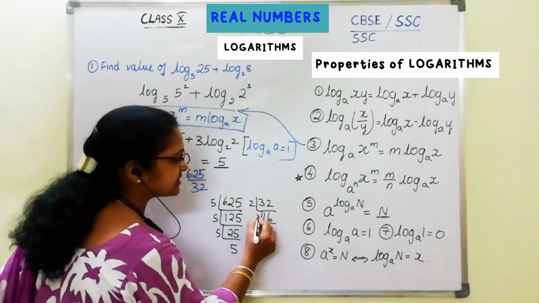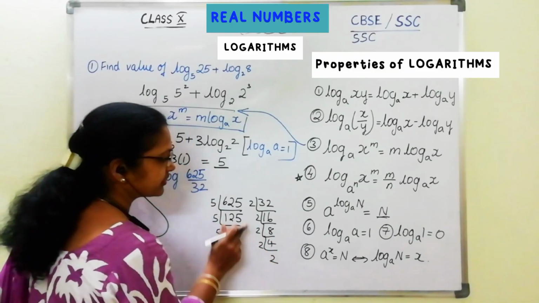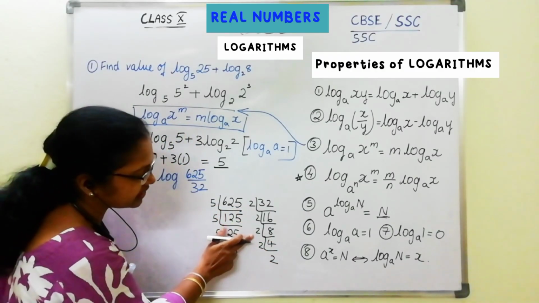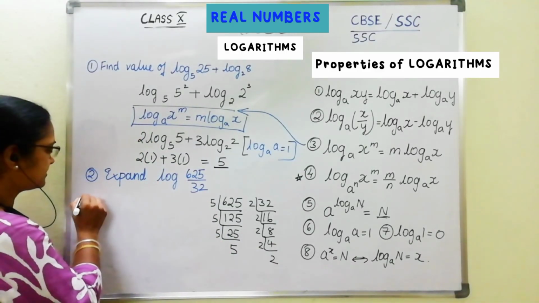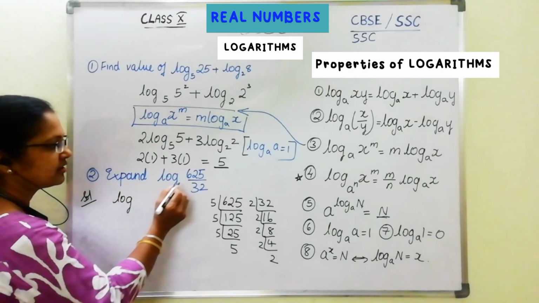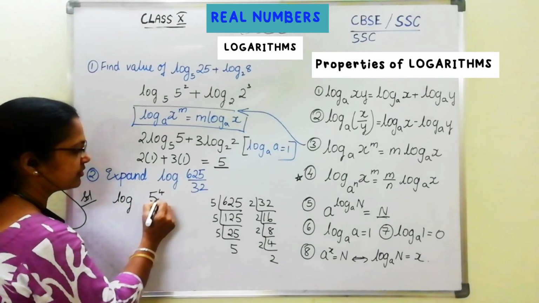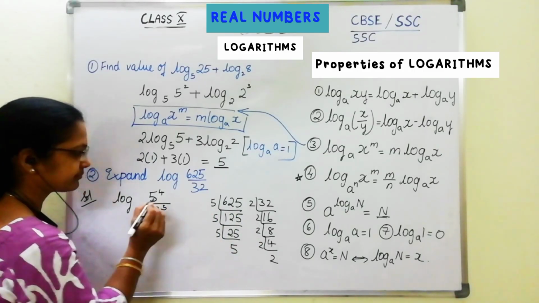2 twos are 4, 2 fours are 8, 2 eights are 16, and 2 sixteens are 32. So how many 2s are there? 1, 2, 3, 4, 5. 2 power 5. So we write it as log 5 power 4 by 2 power 5.